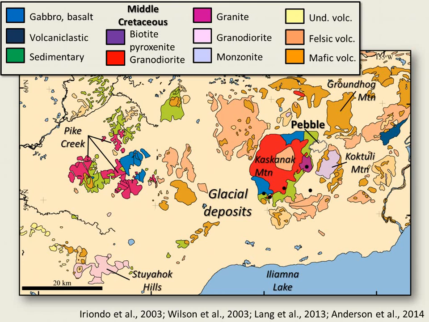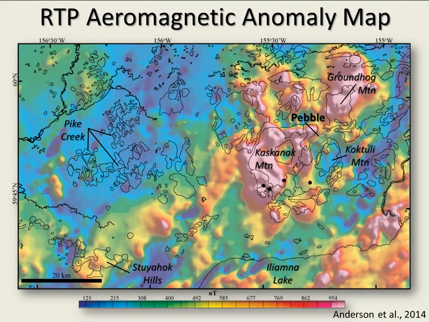And then Late Cretaceous felsic to intermediate plutonic rocks occur in the Pike Creek area to the west, as well as on Koktuli Mountain. There's no known mineralization in the Pike Creek area. We also have Tertiary felsic to mafic volcanic rocks that occur throughout, and then a significant amount of glacial deposits blanketing much of the geology in the area. So here's a look at the aeromagnetic data that were collected along flight lines spaced 1.6 kilometers at a nominal height of 300 meters. The data were merged from 5 surveys to form a continuous data set over the region.